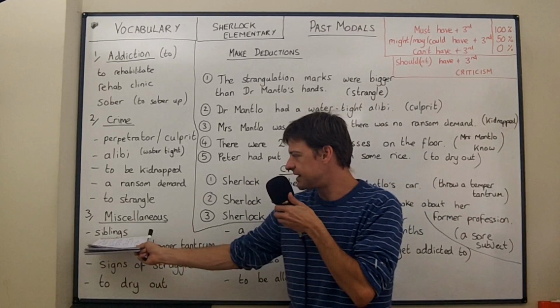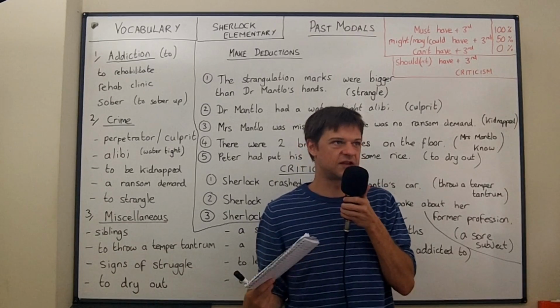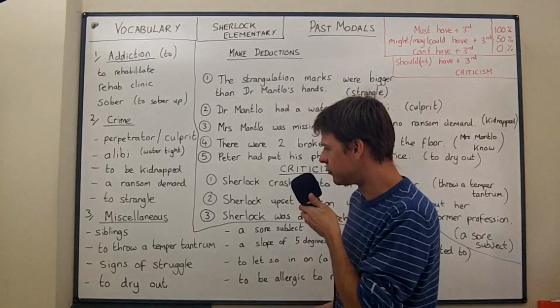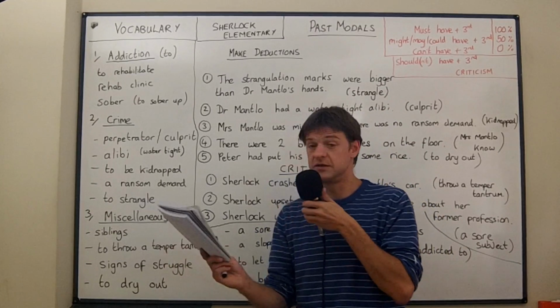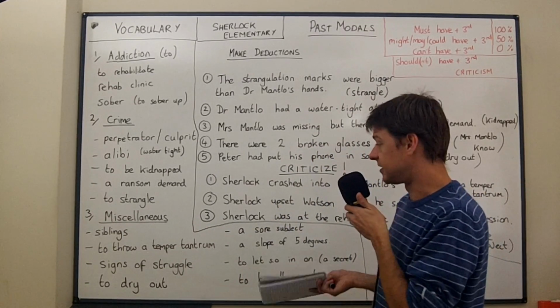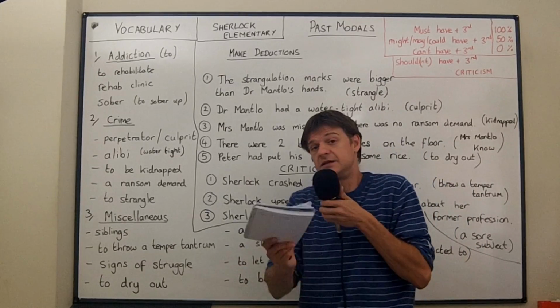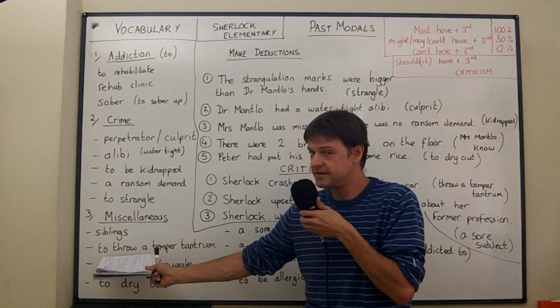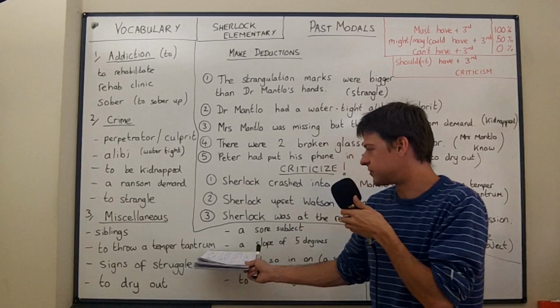They use the word siblings in this, which I think you see mainly on documents or forms. When you're filling in a form, very often they ask you, do you have any siblings? So, it means brother or sister. Do you have any siblings? And do your siblings tend to throw temper tantrums?